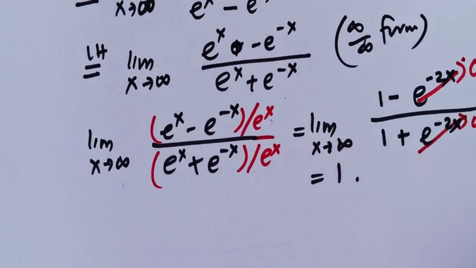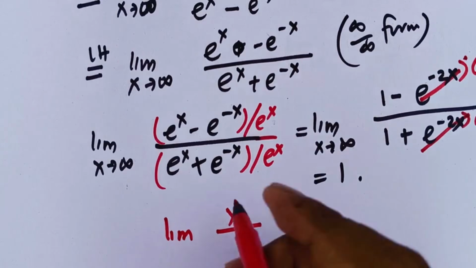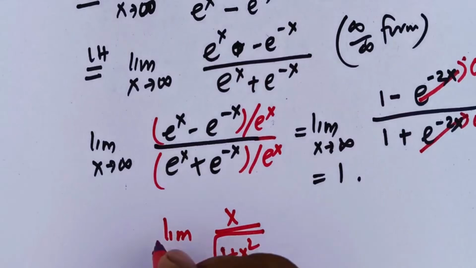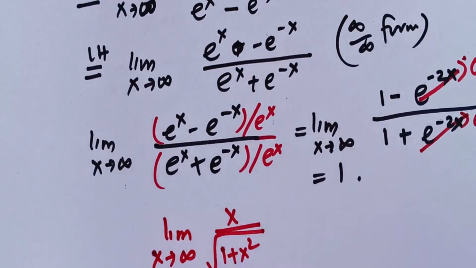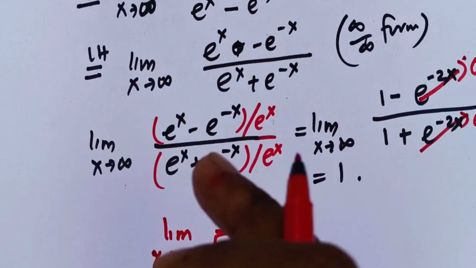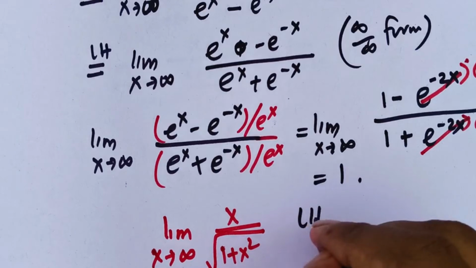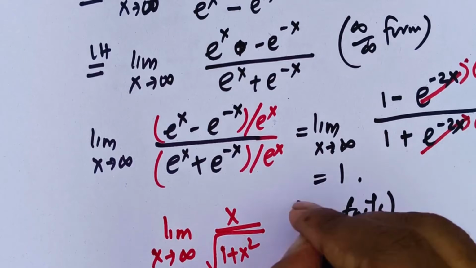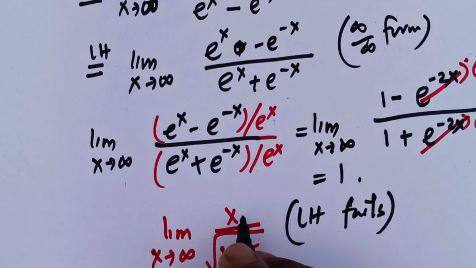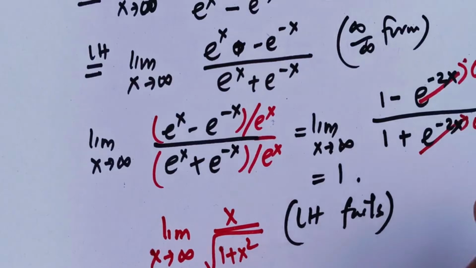You have many examples of this type. You can take the limit, let's say, of x over 1 plus x square. Here also this is just a task for you. You can apply L'Hopital's rule again and again. You will see that you are just cycling around, you are not arriving at any answer. Here also L'Hopital's rule fails. And what you have to do is just divide top and bottom by x, and you will get the answer. This is just a simple exercise for you.